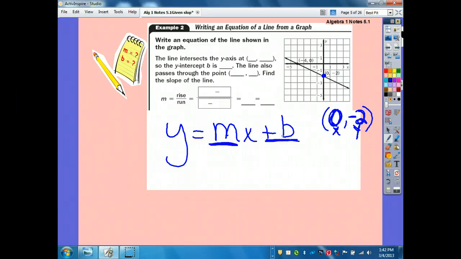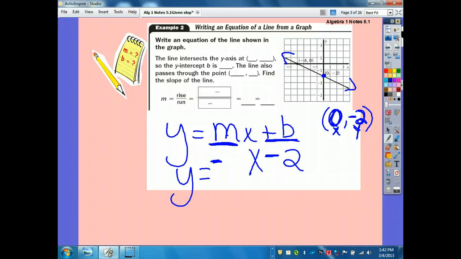Which one did you say? Okay, do I put +2 or -2? -2. Now what goes with my x? So now we have y equals, we need something to go with my x. Is it going to be a positive or a negative? Negative. Because our slope is in a negative direction, so I can put my negative sign right there if I want.